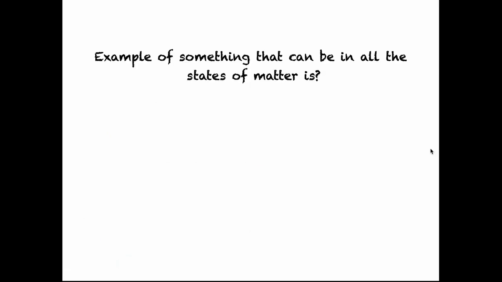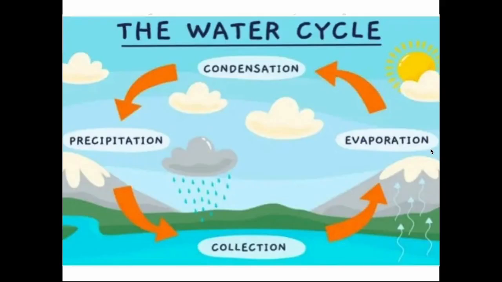Example of something that can be in all the states of matter. Answer would be water. So in the water cycle, the water undergoes all three different states. As you can see, you have a lake in here.